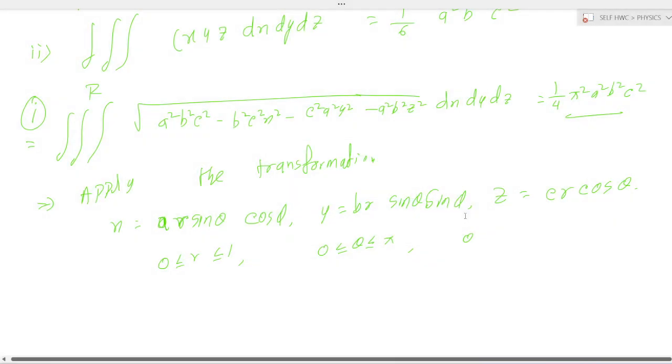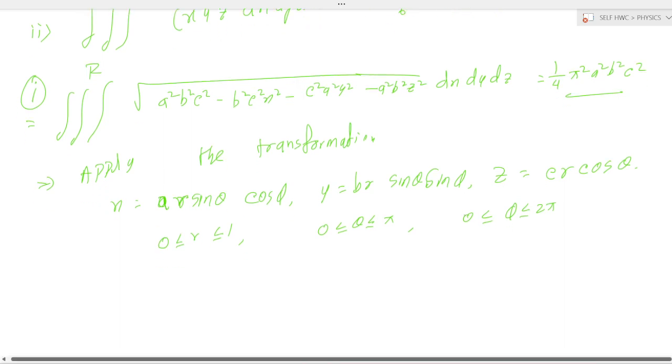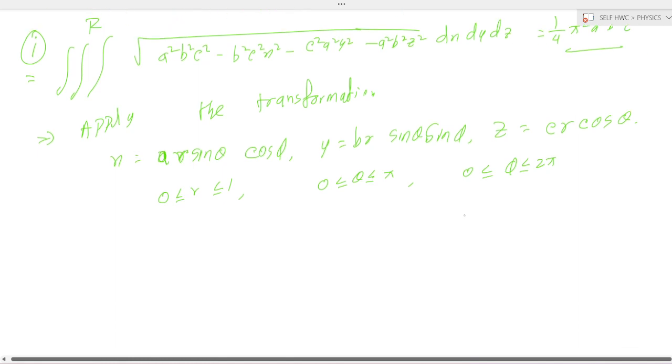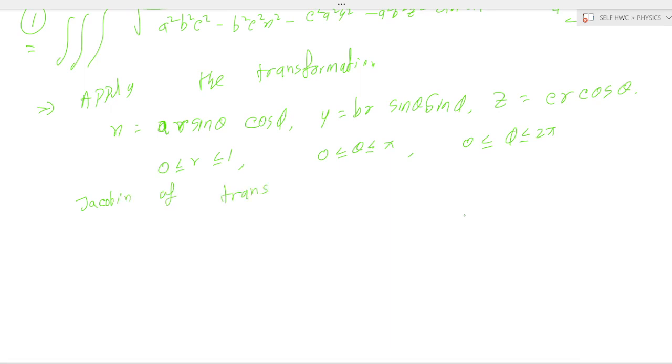Okay, and next, 0 less than or equal to phi less than or equal to 2 pi. Okay, how to solve this question? Okay, so first, the Jacobian of the transformation.